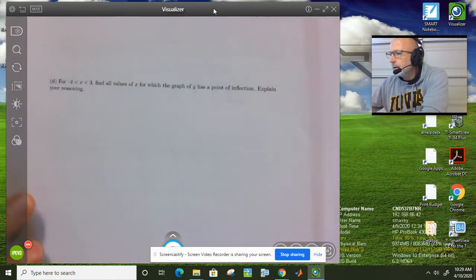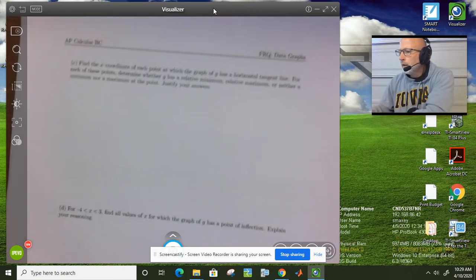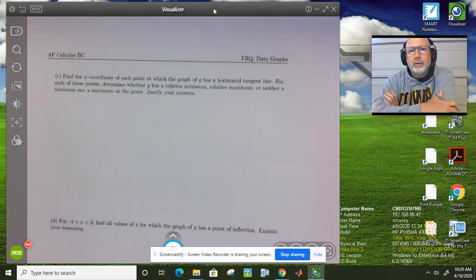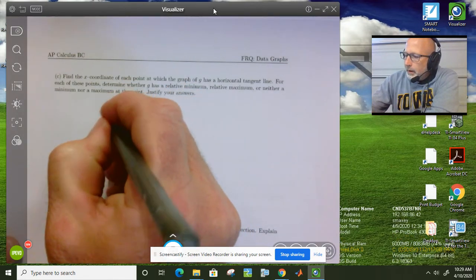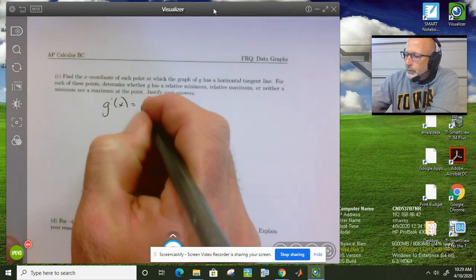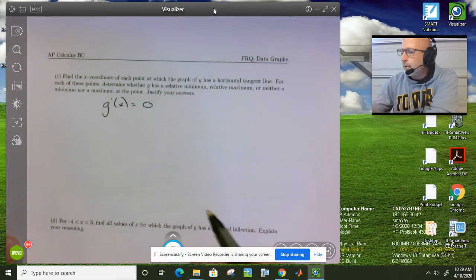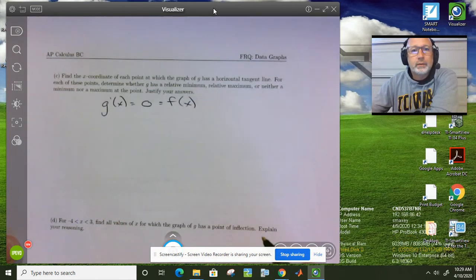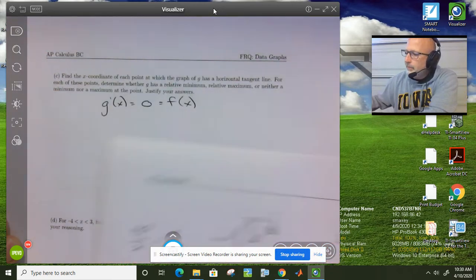Okay, next page, C. Find the x-coordinate at each point of the graph of G where it has a horizontal tangent line. Okay, so horizontal tangent line of G means you need to find where G prime of x is equal to 0. Well, we know G prime of x is equal to f of x. So all I need to do is figure out where f of x is equal to 0. Okay, so go back to the graph over here.